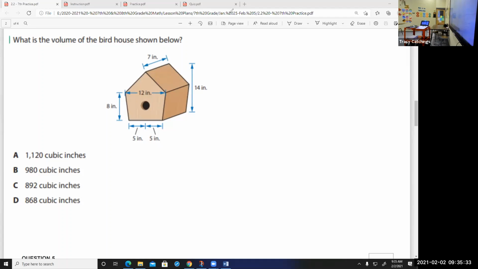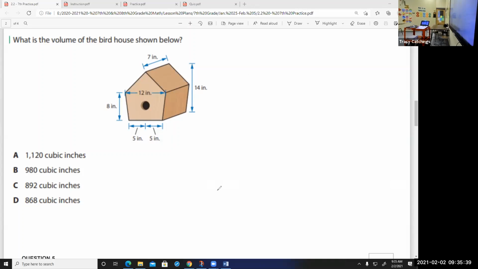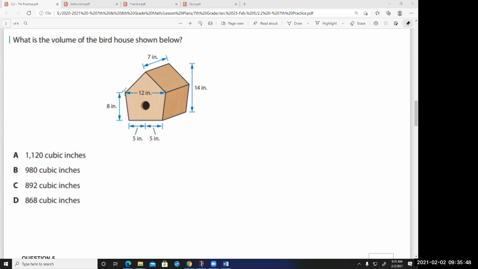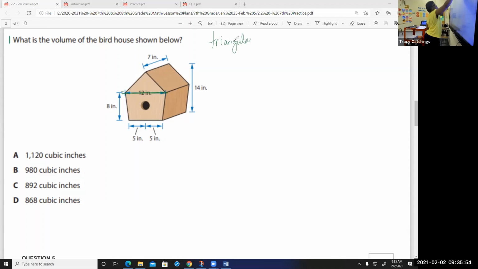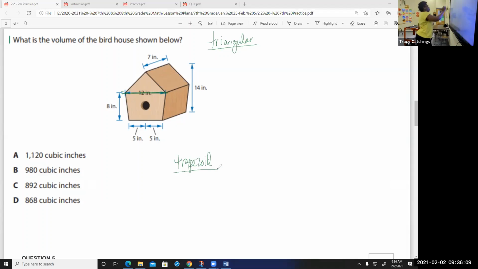All right, somebody read this to us. What's the volume of the birdhouse shown below? What can we separate that birdhouse into? Triangle. A trapezoid and a triangular prism. Triangular prism, and you were breaking up for the second one. And a trapezoid. So let's first look at this triangle. Try to ignore the trapezoid. Let's go ahead and get the area of the base.